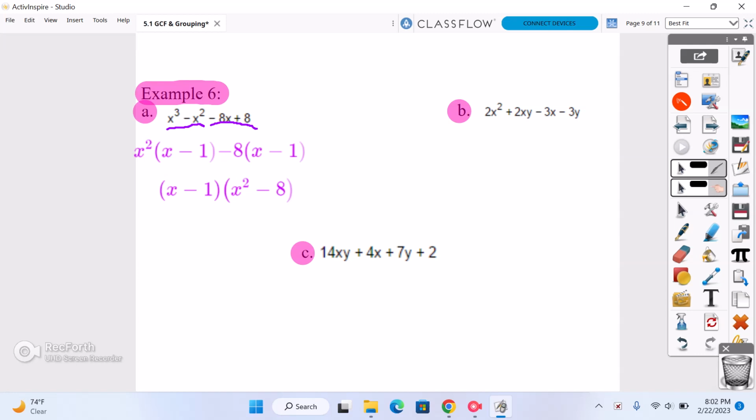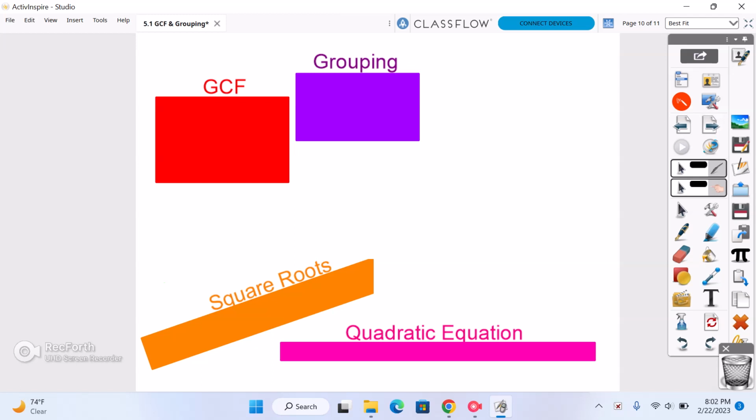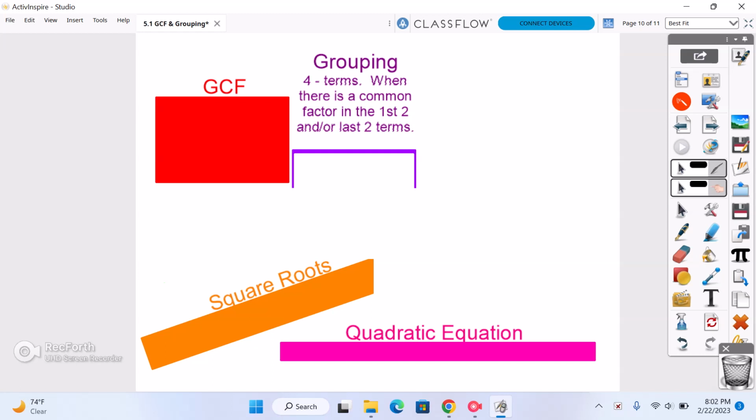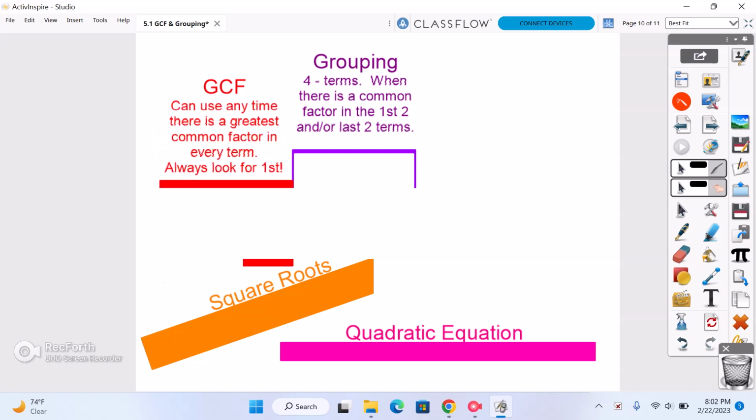Let's go ahead and check the completed notes for the answers to the other examples. And that is factoring by greatest common factor and factoring by grouping. We want to group when there are 4 terms. And we want to use greatest common factor anytime there's anything in common among all the terms.